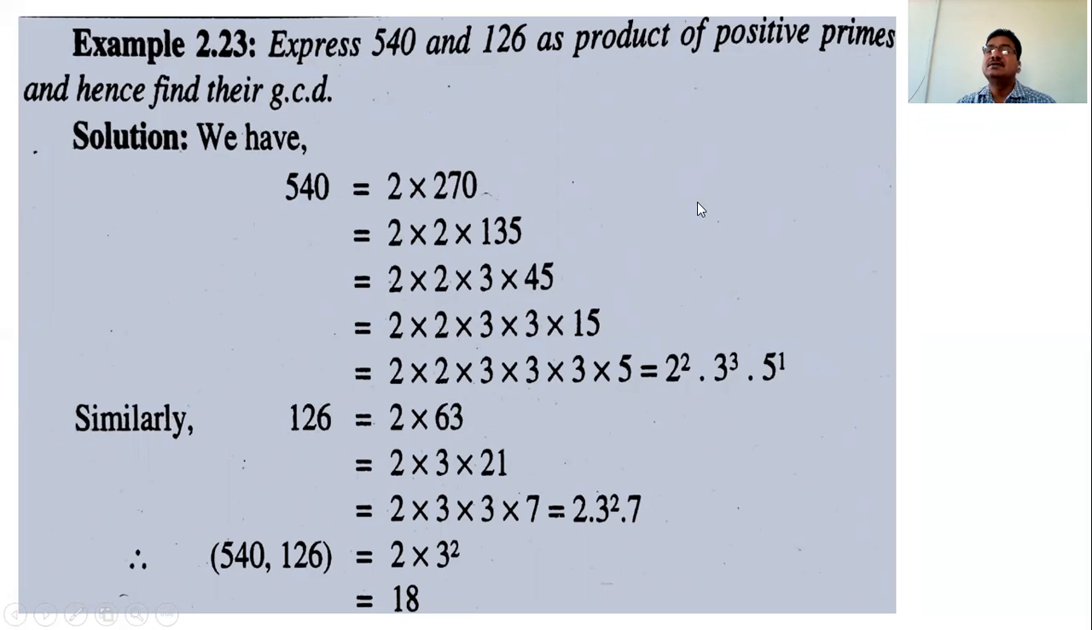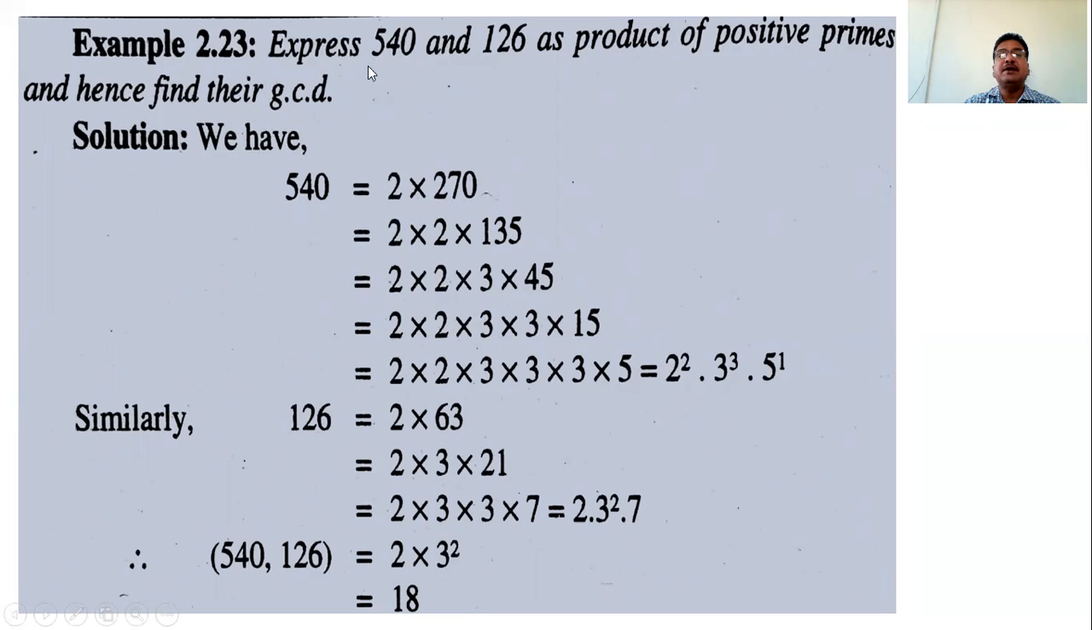What are the prime numbers? 1, 2, then what are the prime numbers? Not 1, 2, plus minus 2, plus minus 3, plus minus 5. Okay, and these are the prime numbers. That is, the numbers divisible only by 1 and itself are called prime numbers.